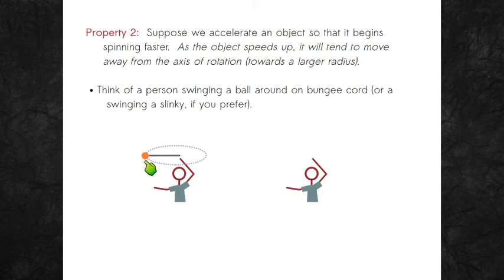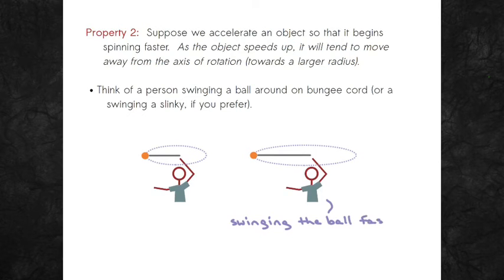What do you think is going to happen as you swing this around faster? Well, the ball is going to move away from the axis of rotation. It's going to move out to a larger radius as it spins faster, and the bungee cord is going to end up being extended. So swinging the ball faster will cause it to move outward, away from the axis, which in turn has the effect of extending your bungee cord.